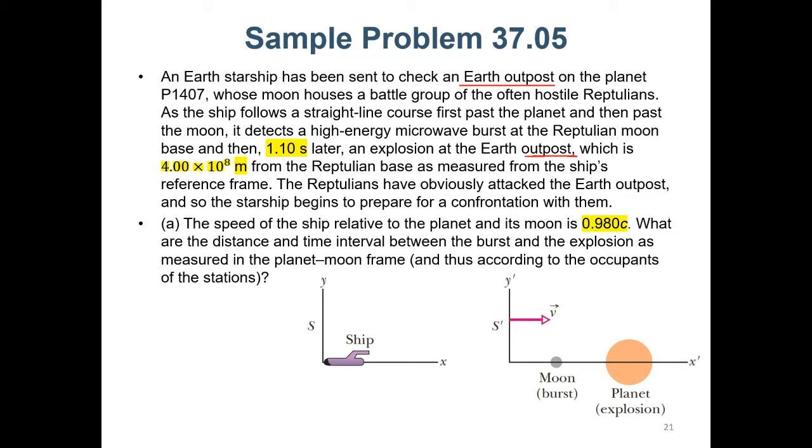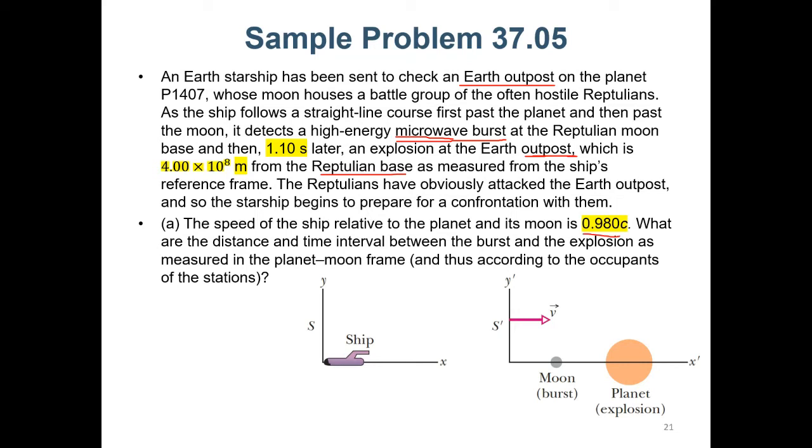所以他就看到那个前哨站爆炸了，然后他看到一个 microwave burst，用一个叫做什么微波的炮去打他，打爆他。Which is four times 10 to the 8 meters from the base, from the ship's reference frame. So the Reptilians have obviously attacked the Earth outpost, and so the starship began to prepare a confrontation. 他们就打算投降了。The speed of the ship relative to the planet and the moon is 0.98 c.